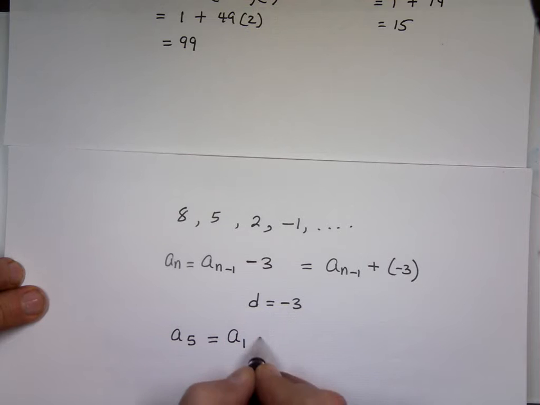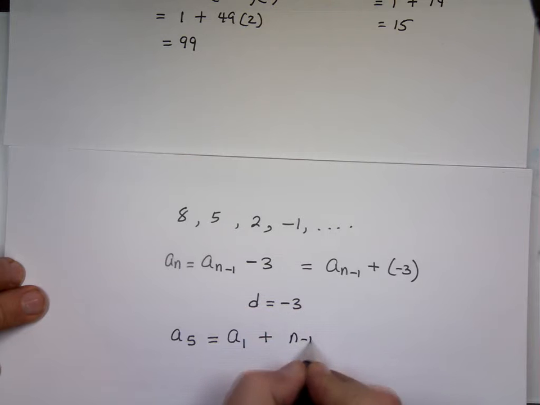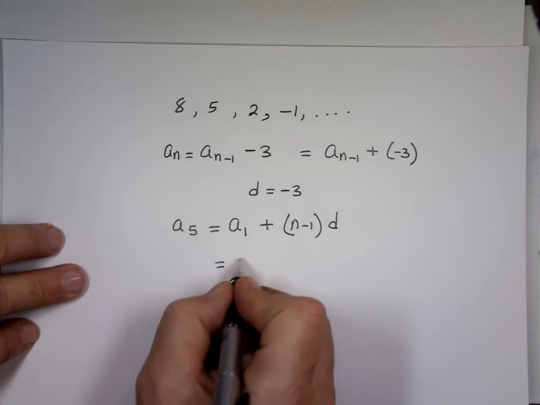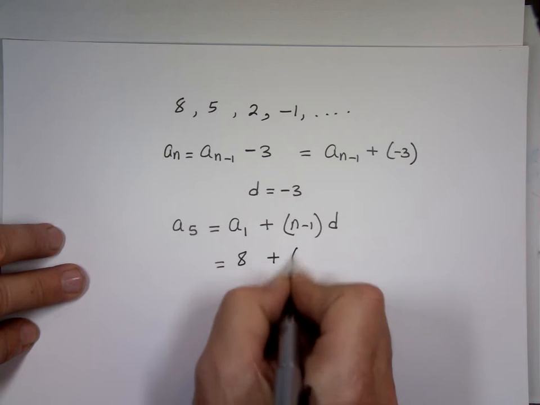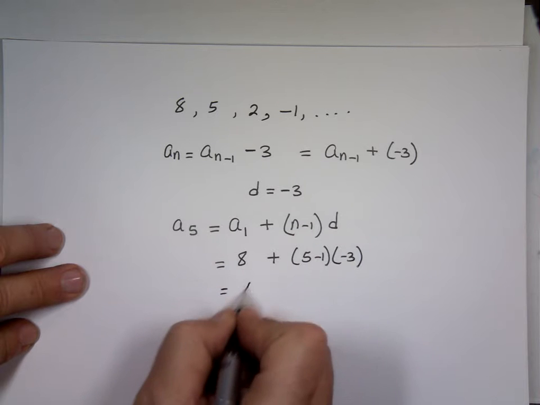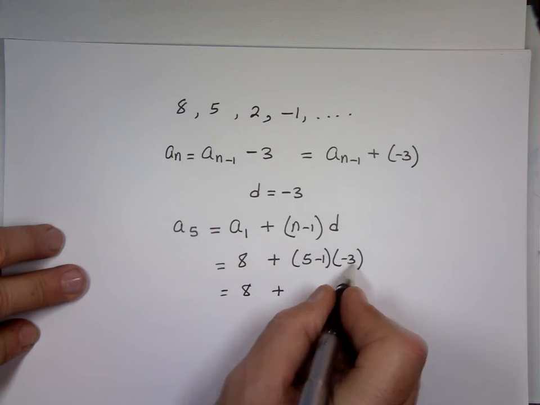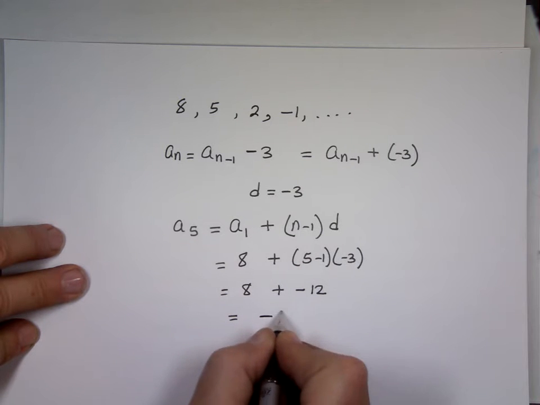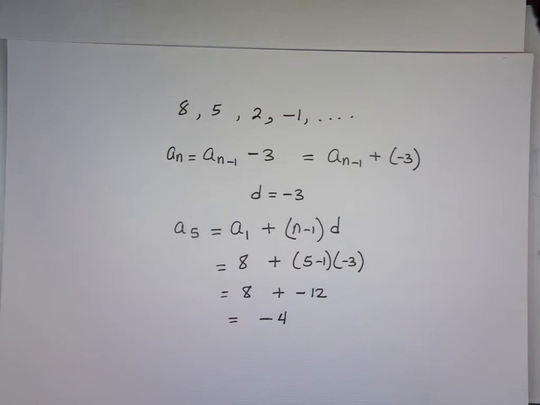It's the first number plus n minus 1 times D. What's the first number? 8. 5 minus 1 times what? Negative 3. 4 times the negative 3, which is what? Negative 12. What's 8 minus 12? Is it negative 4? Wasn't that the next number, negative 4, if I just continue writing them? Yes.